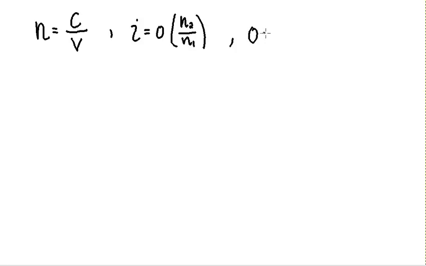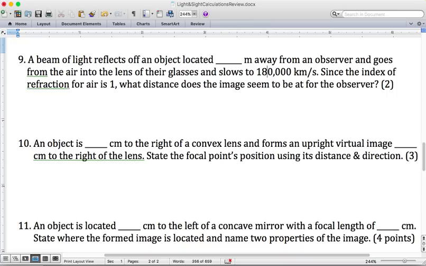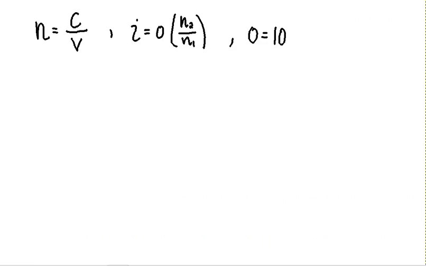So let's just say that O is equal to, let's say 10, was it meters or centimeters? 10 meters. And we know that the velocity that the light is traveling when it goes into their glasses is 180,000 kilometers per second. So that is our V. Alright, so first we need to find the index of refraction for their glasses.